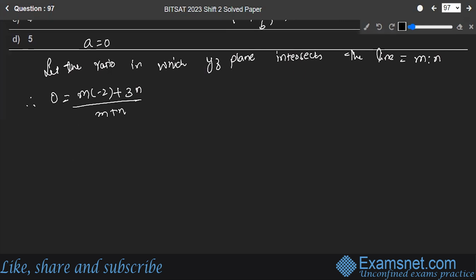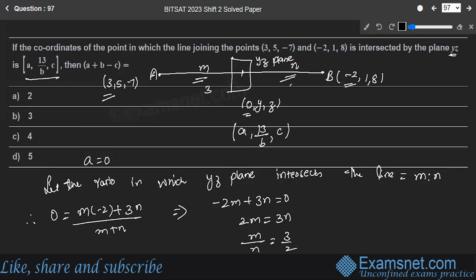That gives you -2m plus 3n is equal to 0, or 2m is equal to 3n, or m is to n will be equal to 3 by 2. So that means this line is being divided in the ratio 3 is to 2.